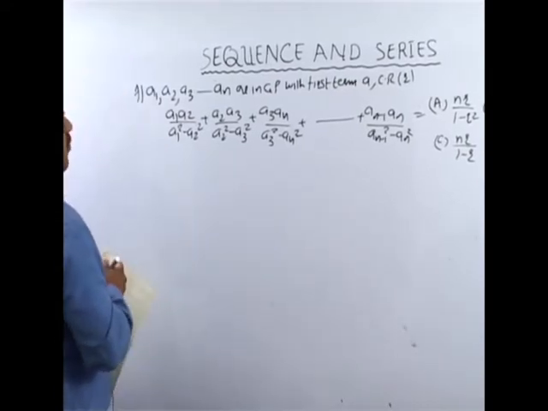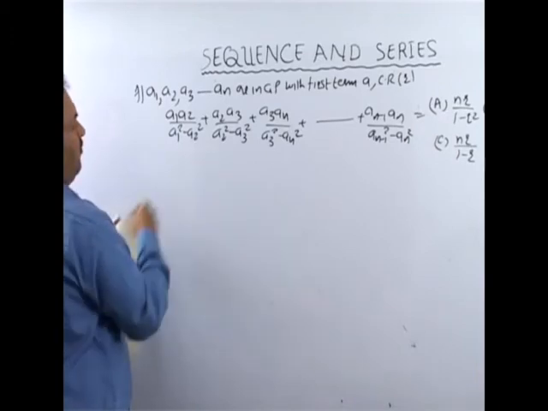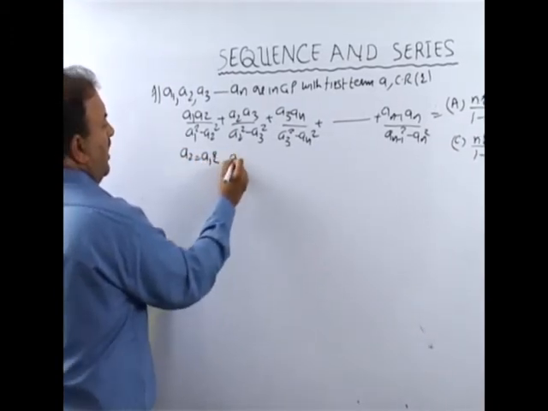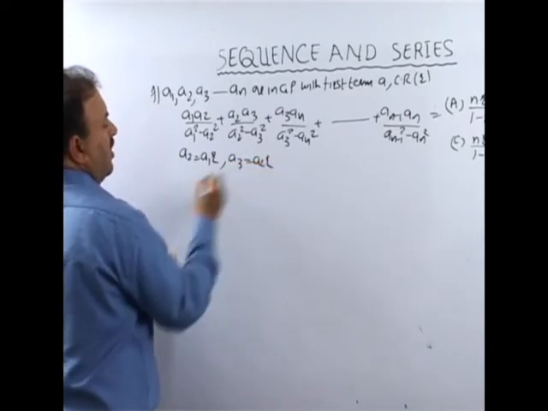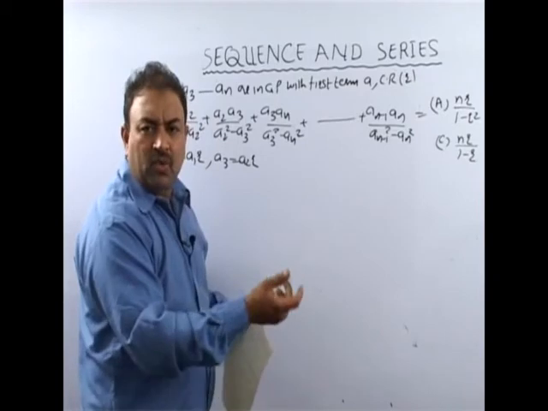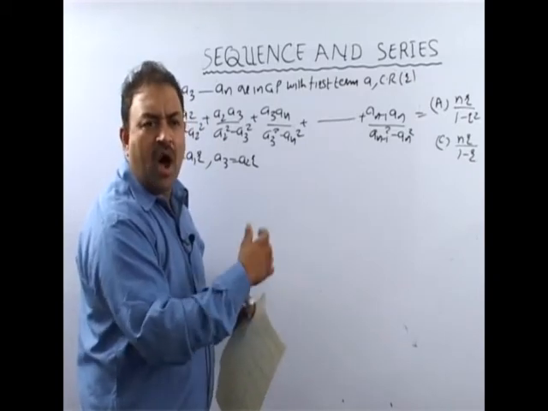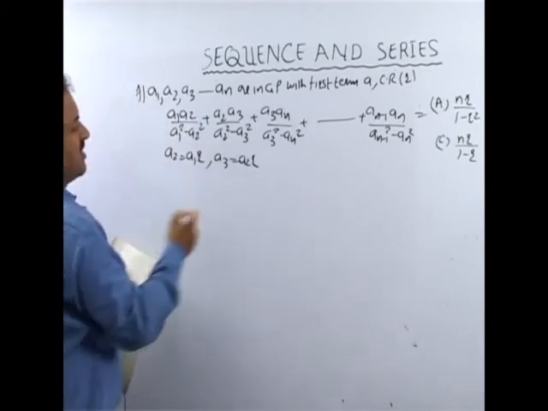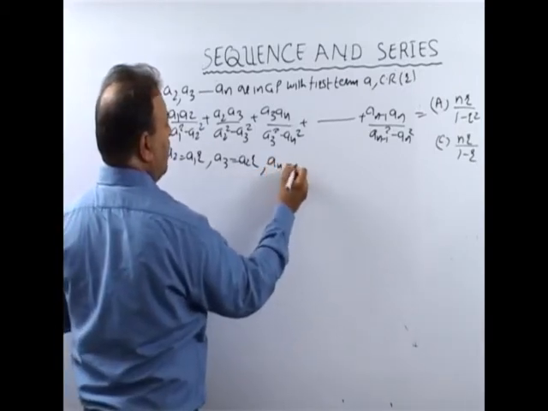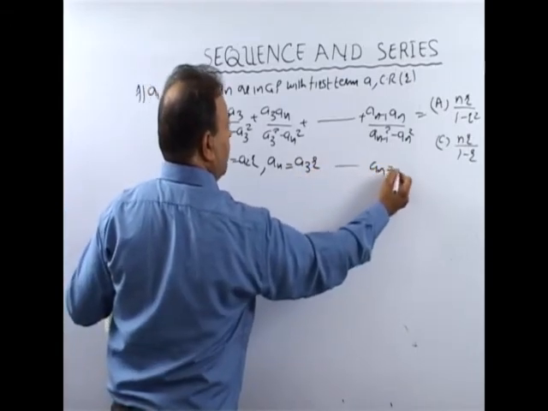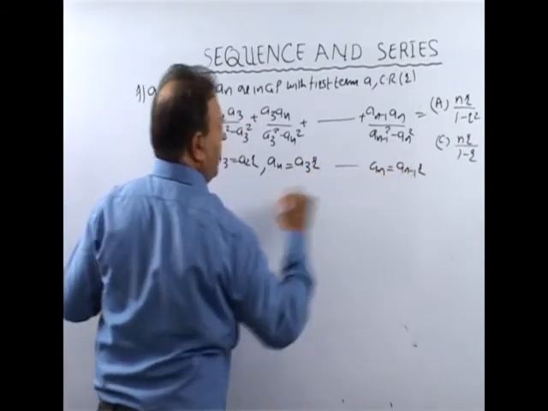In the same way, we have been given this expression. I know that A2 is equal to A1R and A3 is equal to A2R. Brother, for any term, if we want the next term, we multiply the previous term by the common ratio R and we get our desired result. A4 is equal to A3 into R, and AN is equal to A(N-1) into R.